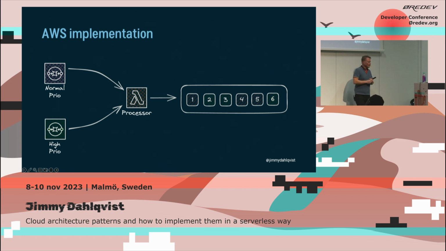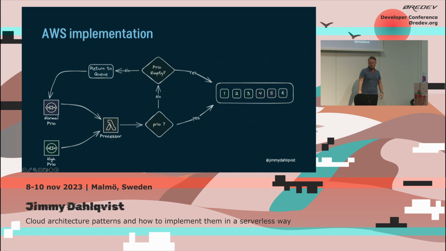So if you have two queues, normal and high, and we have the same processor, we would not, in this case, guarantee that the high priority message be processed first. Could you even see? I don't know if you see. There are different colors of the 1, 2, 3, 4 boxes at least. I don't know if it's visible. But we would not guarantee how they are processed in this case.